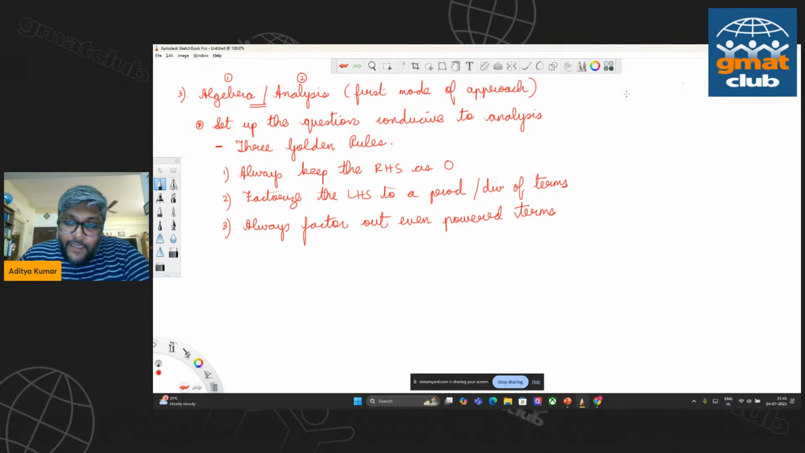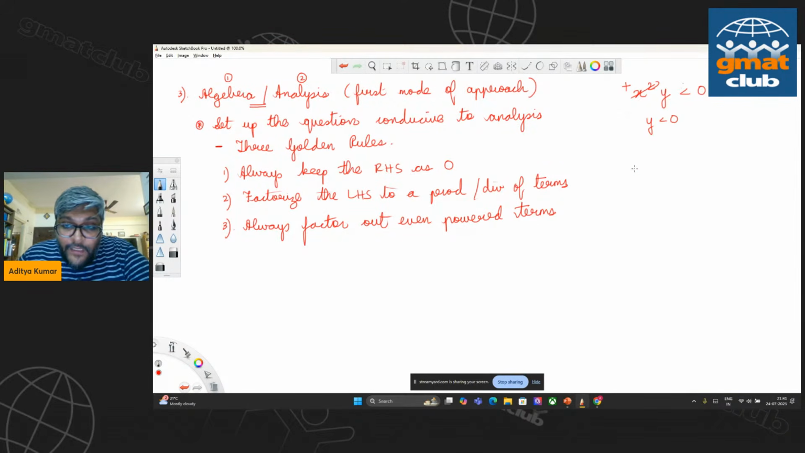What do I mean by that? Even powered terms are good for you in an equation. Why? Because you can analyze and you can ignore them. So if I give you an equation x square y is less than 0, just by looking at the equation, I know I can analyze that y has to be negative here. I can ignore the x square because it's positive. Obviously, x is not going to be equal to 0 here, because if x takes a value of 0, it will violate the inequality.